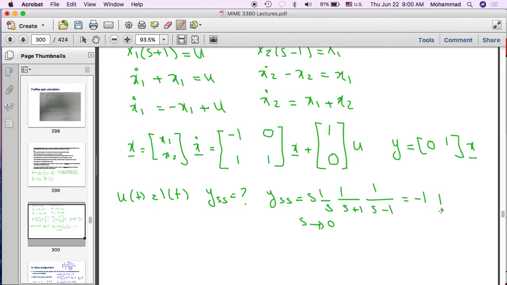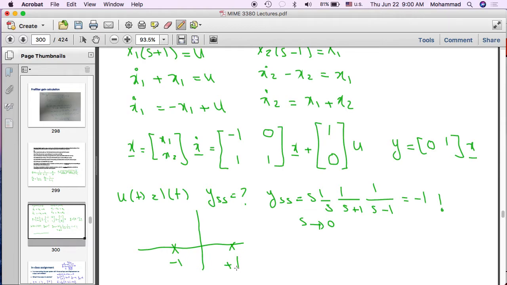Because final value theorem has one condition. For it to work, final value theorem has one condition. And that condition is the system has to be stable in order for the final value theorem to work. So what I wanted you to realize is that this system has two poles. Where are these two poles located? Let's put them on the complex plane. One of them is located at -1, but the other one is located at +1.